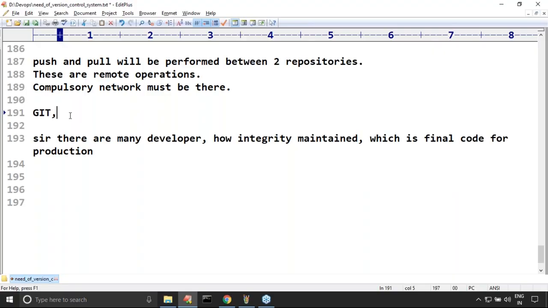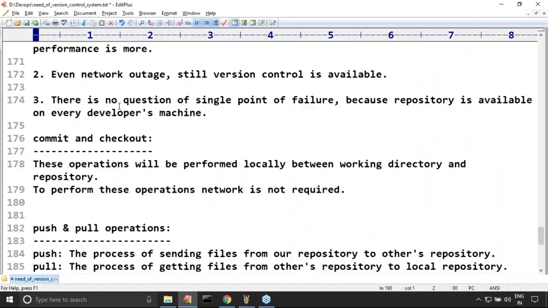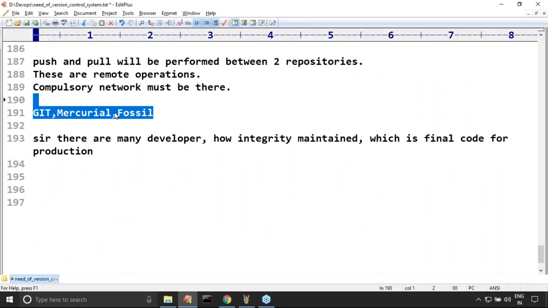Next, have you heard about Mercurial? Mercurial is also there. Next, Fossil. All these are various version control tools based on the distributed model: Git, Mercurial, Fossil. There are multiple tools available based on this model.